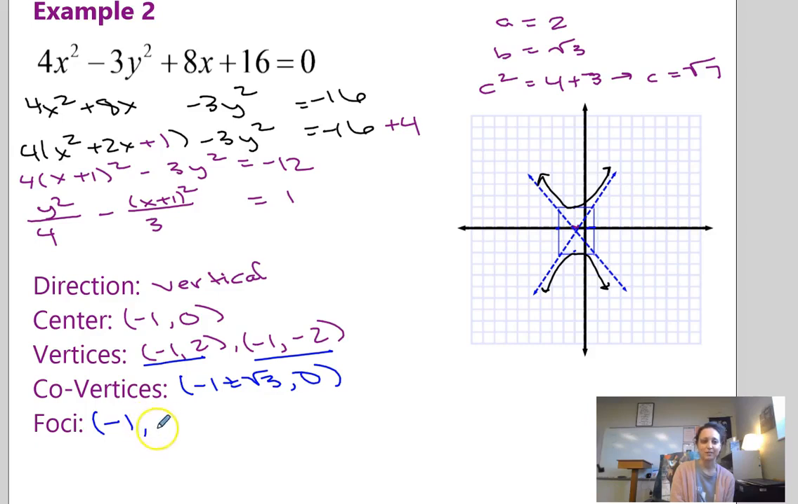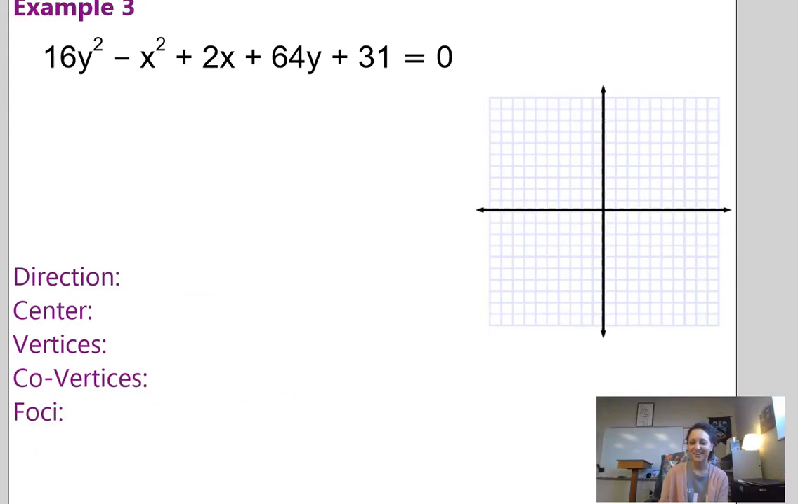Again, whatever variable came first here, okay? Again, order matters with subtraction. So it'd be 0 plus or minus root 7. I don't need that 0. Good deal. All right, I'm going to have you try example 3 on your own.